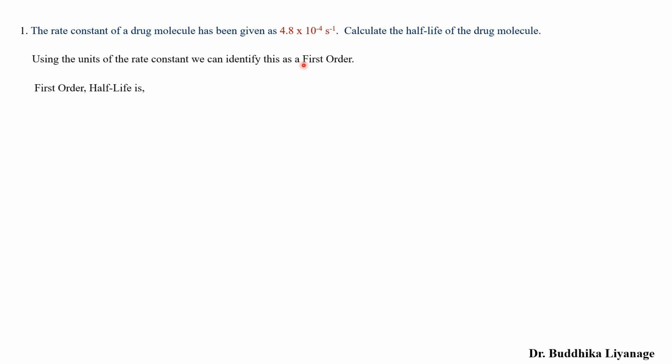Then what is the first order half-life equation? T half is equal to ln2 divided by k. ln2 is 0.693. The k value is given in the question. It is 4.8 times 10 to the negative 4 per second. So after you solve this, you can see the answer is 1.44 times 10 to the power 3 seconds. Or if you divide this number by 60, you can convert seconds into minutes, 24 minutes.